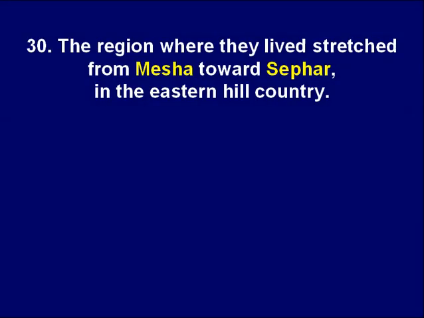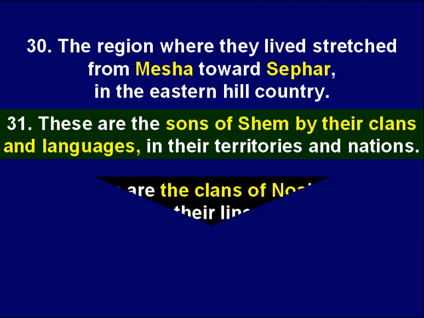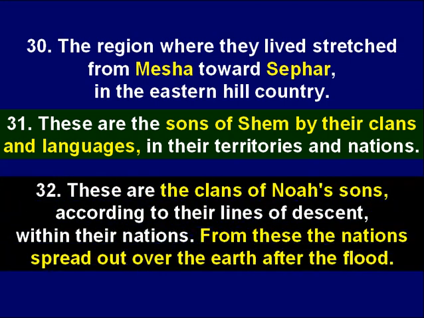The region where they lived stretched from Mesha towards Sephar in the eastern hill country. These are the sons of Shem by their clans and languages in their territories and nations. These are the clans of Noah's sons, according to lines of descent within their nations. From these the nations spread out over all the earth after the flood.